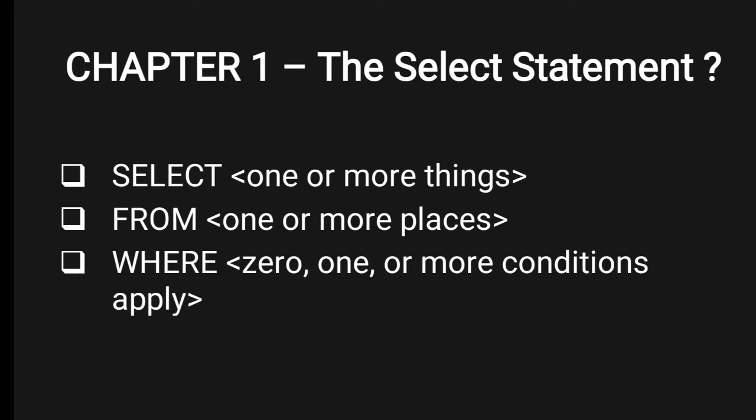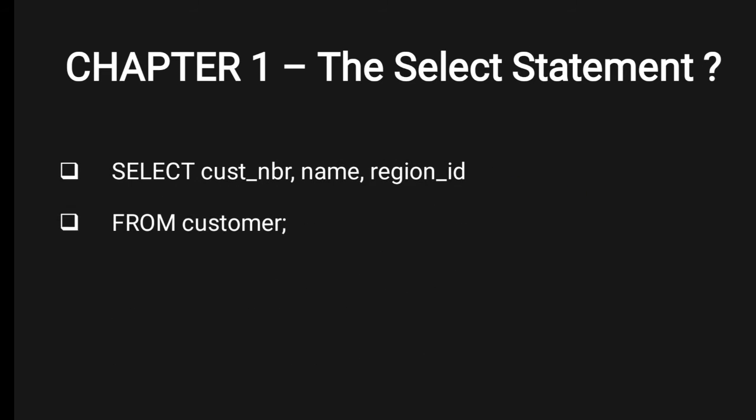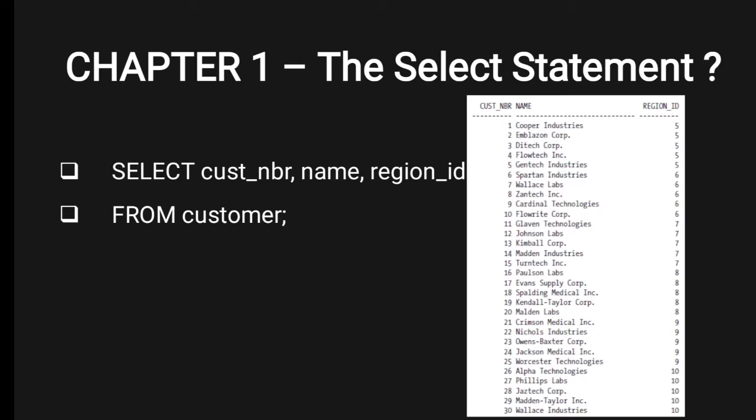The select statement can be summarized as follows: select, from, and where. While the select and from clauses are required, the where clause is optional, although you will seldom see it omitted. We therefore begin with a simple example that retrieves 3 columns from every row of the customer table.